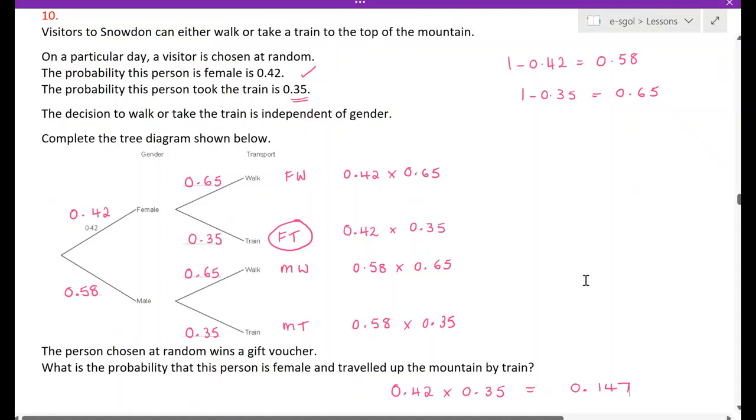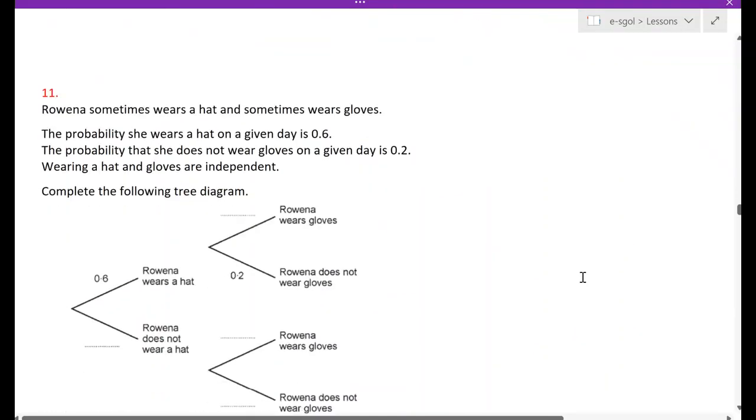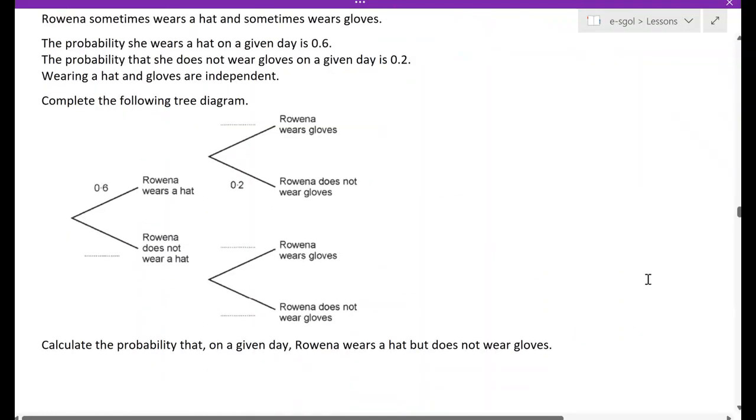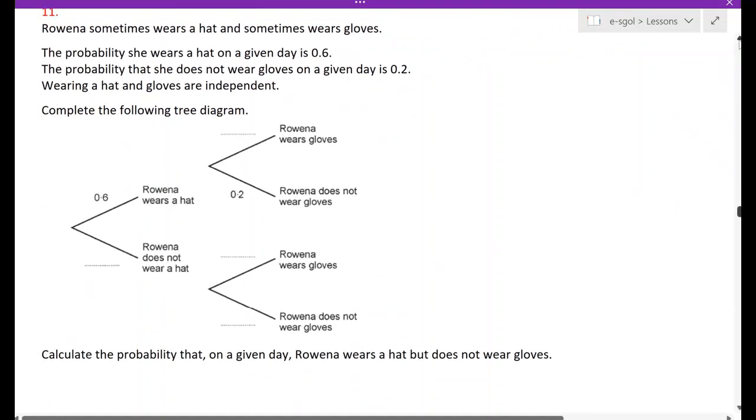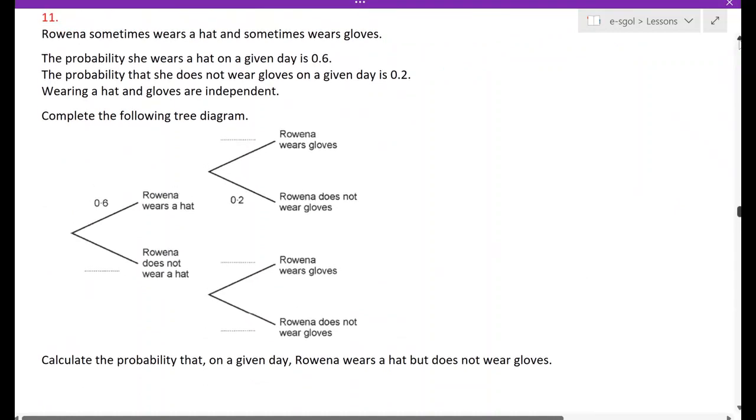Okay, so I've now got one of those for you to have a go at. So very, very similar. It says, Rowena sometimes wears a hat and sometimes wears gloves. The probability she wears a hat on a given day is 0.6. The probability that she does not wear gloves on a given day is 0.2. Complete the following tree diagram.